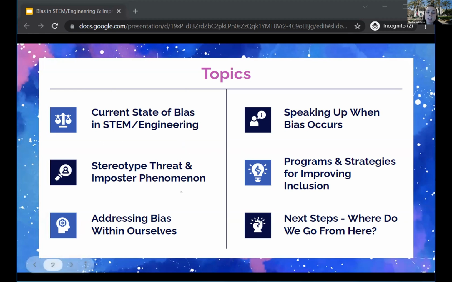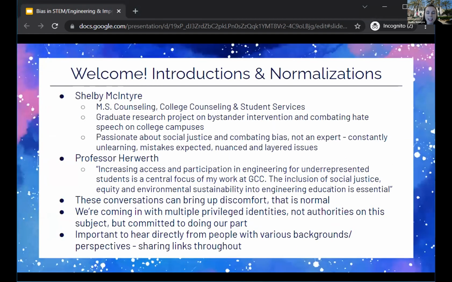Some concepts that we're going to talk about today are stereotype threat and imposter phenomenon, addressing bias within ourselves, then speaking up when bias occurs amongst a group or amongst others, programs and strategies overall for improving inclusion, and then next steps. What do we do now? Where do we go from here to make a more inclusive STEM environment? Again, you can see the text heaviness starts with this slide.